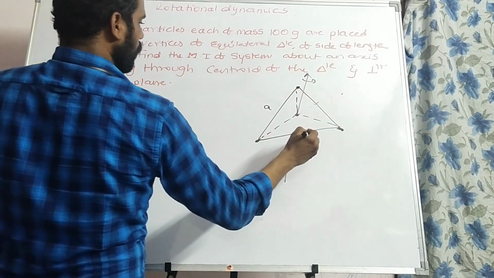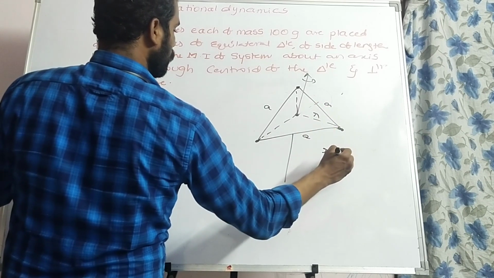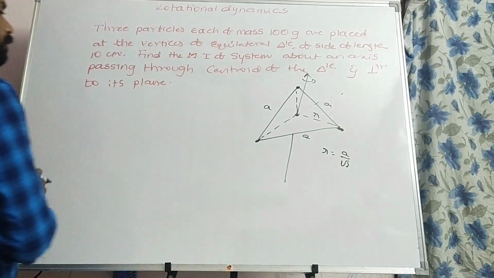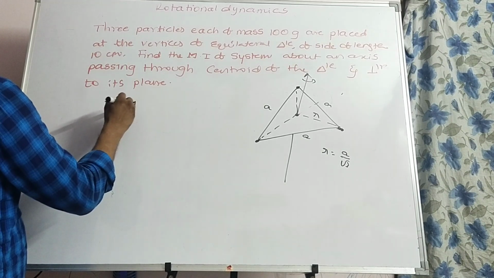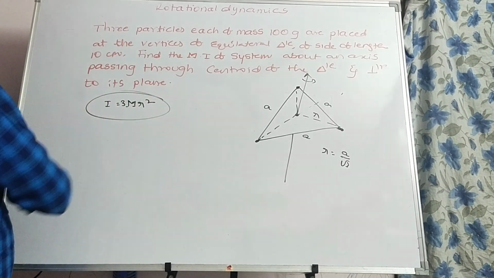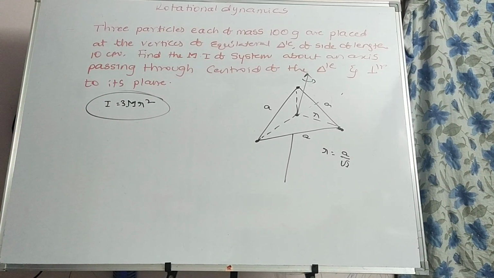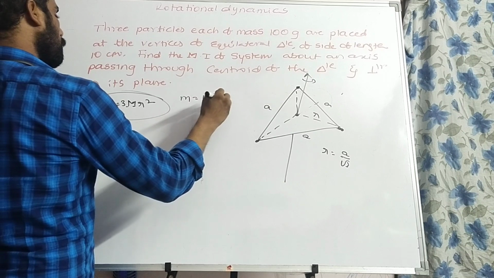If the side is a, then r is equal to a by root 3. Moment of inertia I is equal to 3 m r square. Why? Because three identical particles are placed there, and the moment of inertia of each is m r square. And what about the mass? Mass m is given as 100 grams.